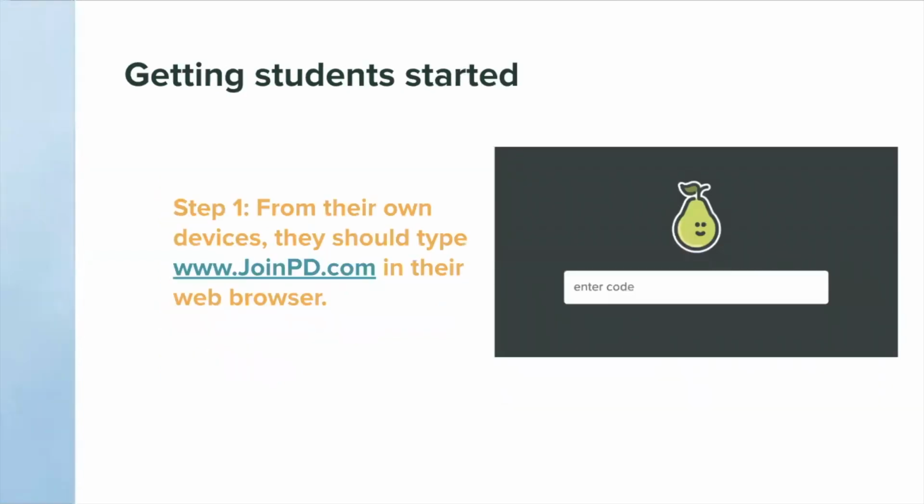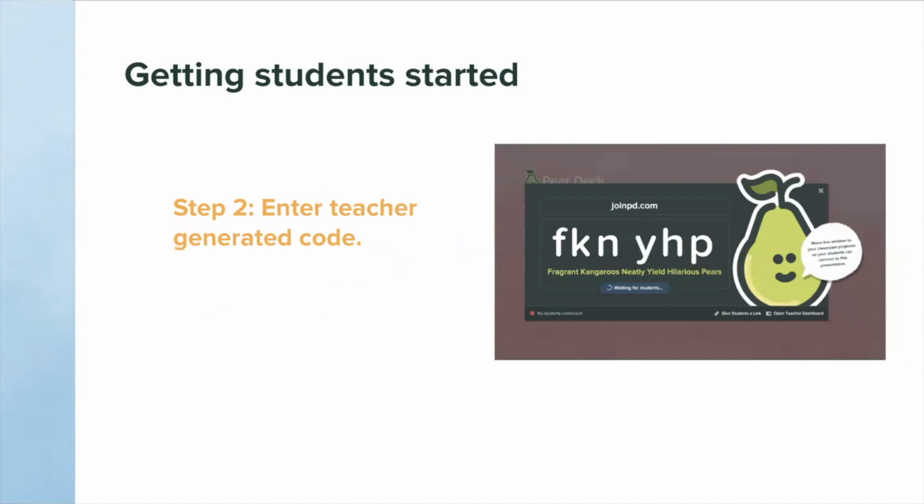For getting students started, they'll start by logging in from their own device. This can be done from a Chromebook, iPad, phone, or pretty much any device that has access to a web browser. They'll type in www.joinpd.com in their web browser, and the screen will prompt them to enter a code. Step 2 is to enter the teacher-generated code.